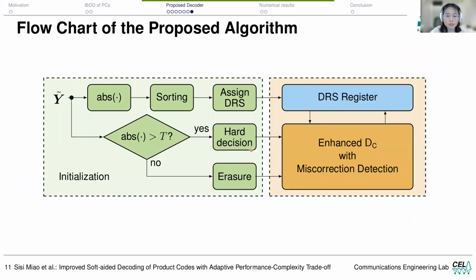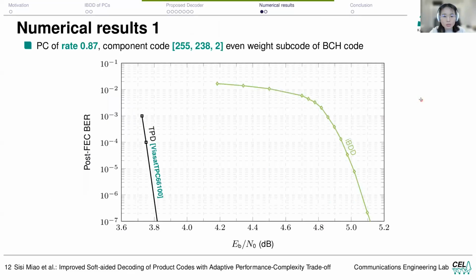Okay, so this is the overall workflow of the algorithm, and the green part is the initialization. In the upper part, we assign the DRS and store them in the register, and in the lower part we make a ternary decision and put them into the iterative decoder, and then the decoding is performed with miscorrection detection. Okay, now let's see how the algorithm works.